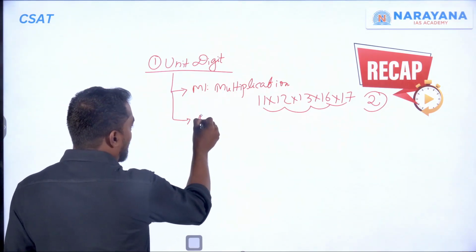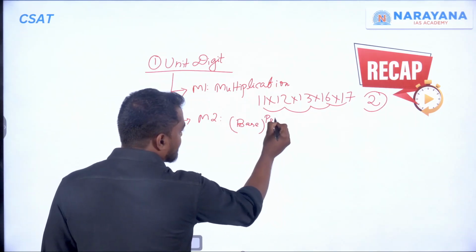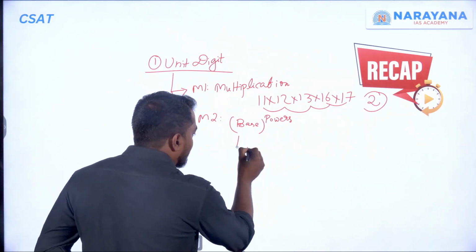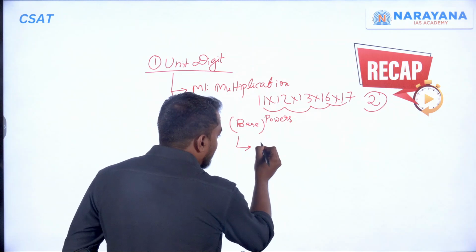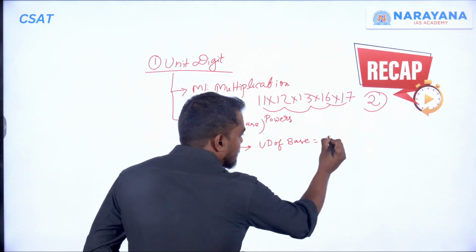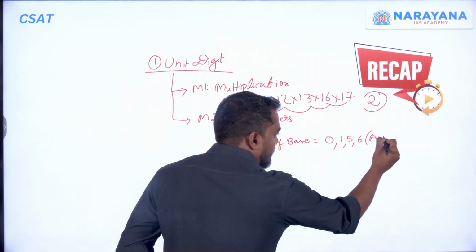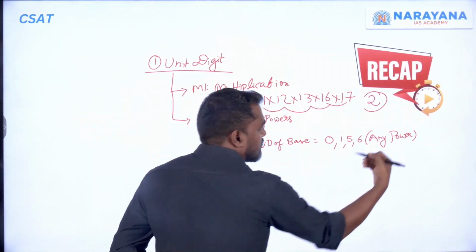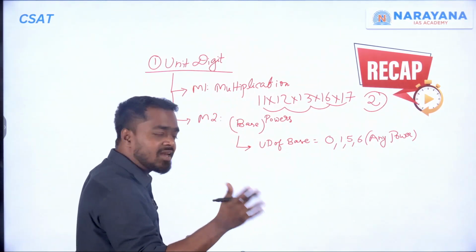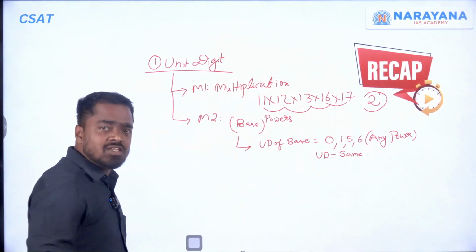Second, we have discussed model 2, that is primarily base to the power. So these kinds of models we discussed. In this base to the power, there are again two submodels. The first one is if the unit digit of the base is 0, 1, 5, 6, let it contain any power, your unit digit will be the same. So this is the first submodel we discussed.